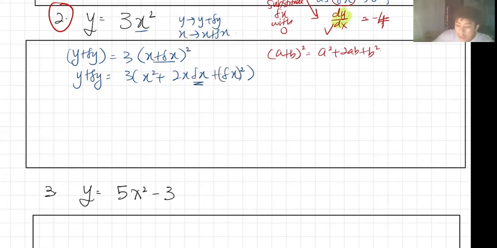Okay, as I said, delta x, just treat it as something new. It's nothing related to x. Delta x is something by itself. Okay, you cannot multiply this one. Cannot multiply. Don't multiply.